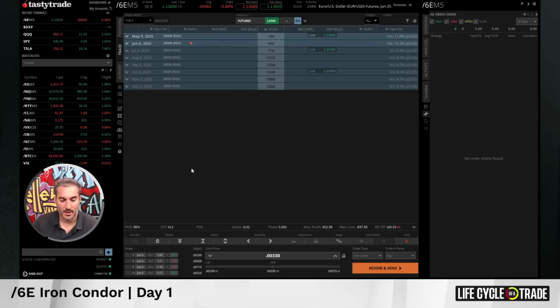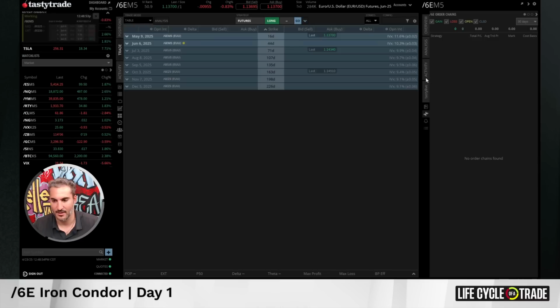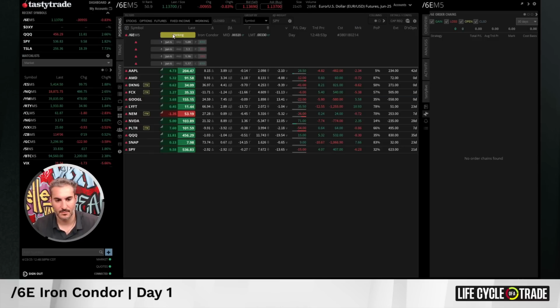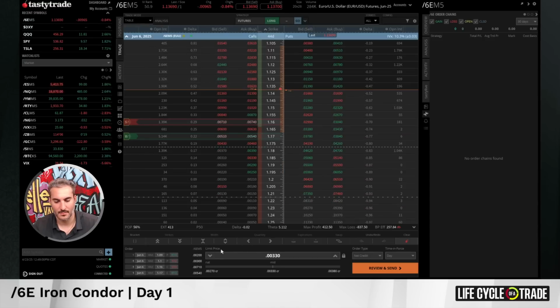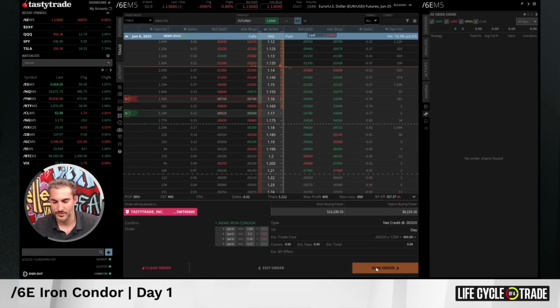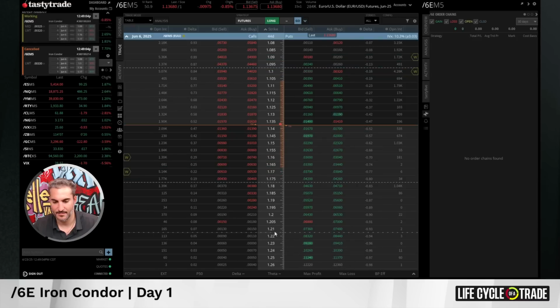So we're going to go ahead and get a position on here. We're going to try and get filled at about 165 ticks, those half ticks here. So we're going to try and fill this right at the mid price, and we can work our order from there. We'll just move this a tick at a time.